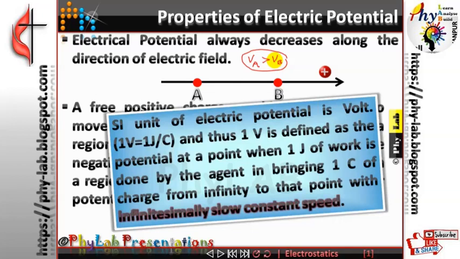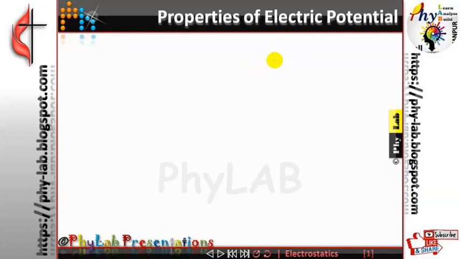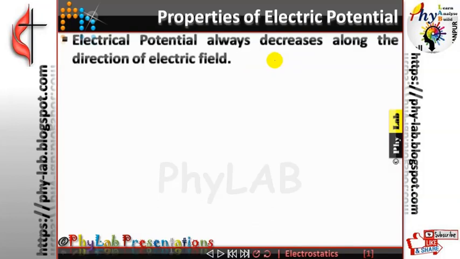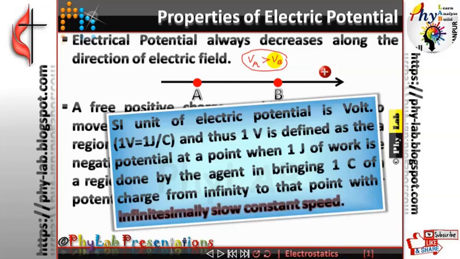Now, how do we define 1 volt? The SI unit of electric potential, as I told you, is 1 volt. And how do we define 1 volt? 1 volt is defined as the potential at a point when 1 joule of work is done by the agent in bringing 1 coulomb of charge from infinity to that point with infinitesimally slow constant speed. I hope this point is clear to all of you.